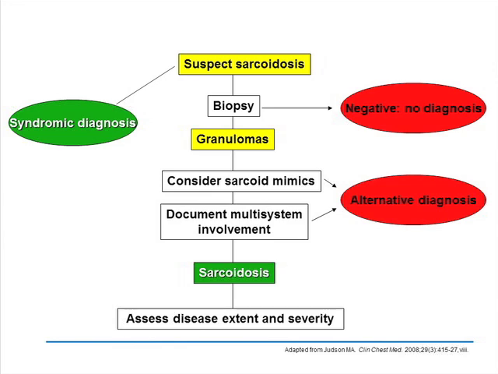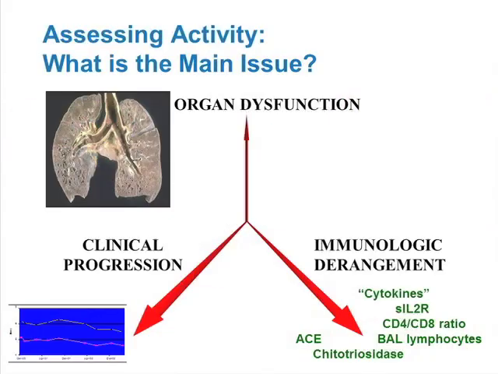On the next slide, we come back to having made a diagnosis, having considered mimics and documented multisystem organ involvement, and then the next step is to assess the extent of the disease and the severity of the disease, both to guide follow-up as well as prognosis and treatment. When you think about assessing sarcoidosis, it is often questioned how active is the disease, and the term activity has many different definitions in the literature.